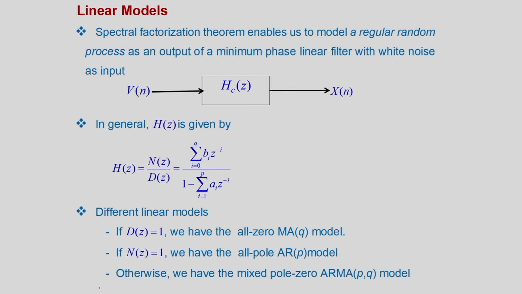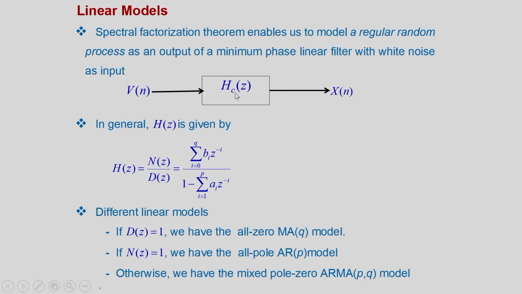Now, let us go to linear models. The spectral factorization theorem enables us to model a regular random process as an output of a minimum phase linear filter with white noise as input. That is, Vn is the input to a linear minimum phase system with transfer function H_c(z), and Xn is the output, which is a WSS process.